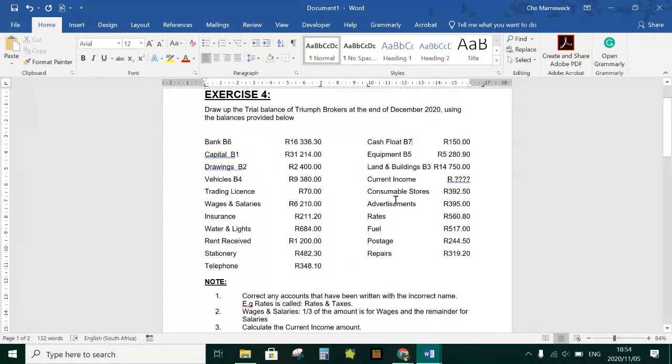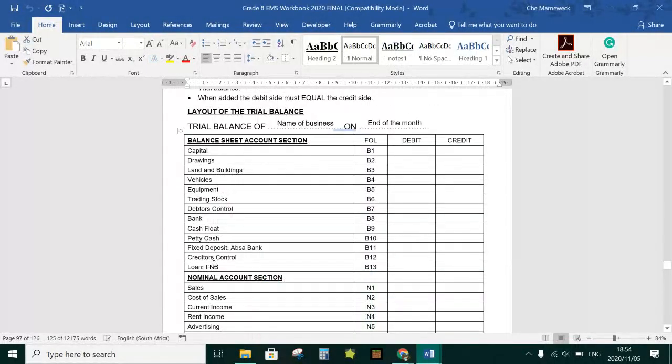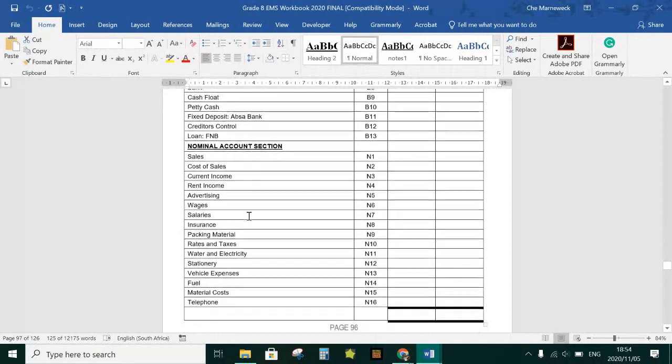Do we have petty cash? No. Then we have a look. Do we have a fixed deposit? No. Do we have creditors control? No. Do we have loan? No. So we have now covered all of the possible balance sheet accounts. So after that will be our nominal section.